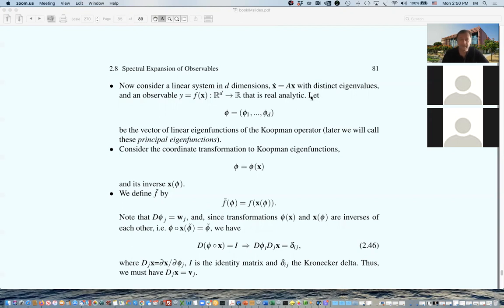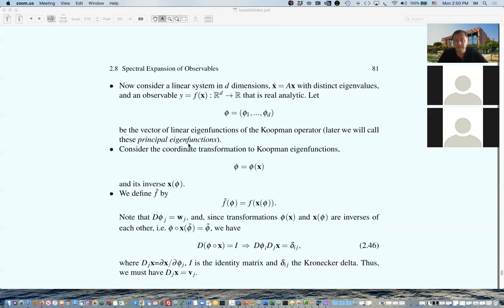So again, we are going to let the vector phi be the vector of linear eigenfunctions of the Koopman operator. Note that I'm doing this for simplicity. I could have dealt with generalized eigenfunctions here as well, but just for simplicity, we are going to assume distinct eigenvalues. And these ones we are going to call the principal eigenfunctions.